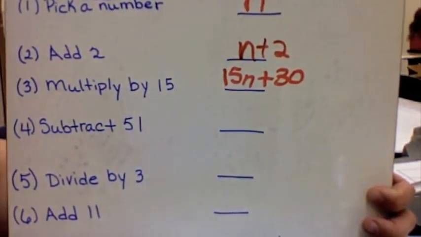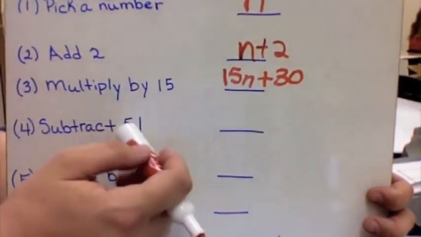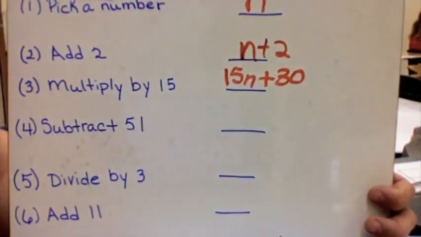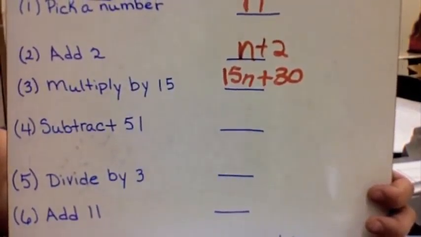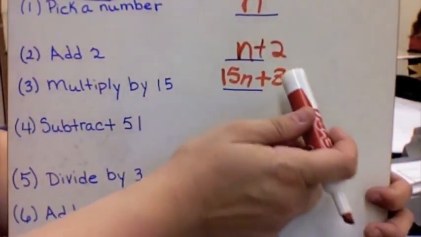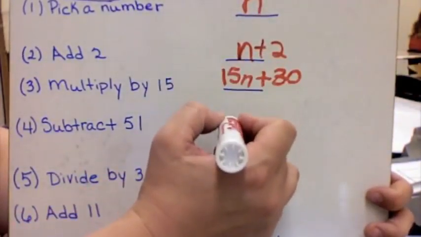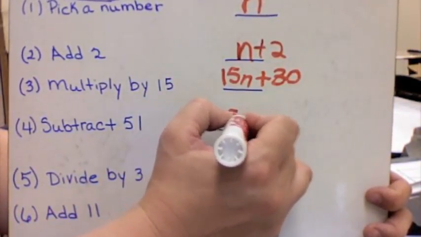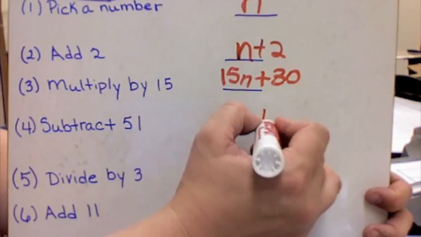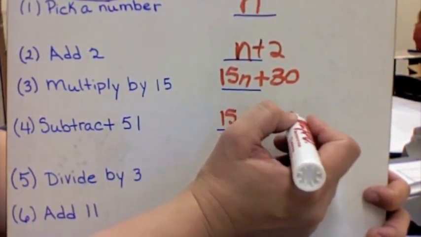The fourth step says to subtract 51. Well, we cannot subtract 51 from 15n because they're not like terms. When we add and subtract in algebra, they have to be like terms. And since 51 is a number, we have to subtract it from the number 30. So bring down the 15n because we're not going to use it. Bring down the plus sign. And 30 minus 51 is negative 21.